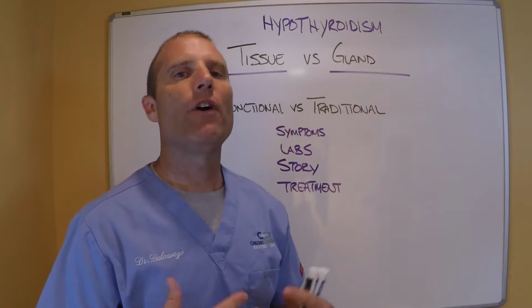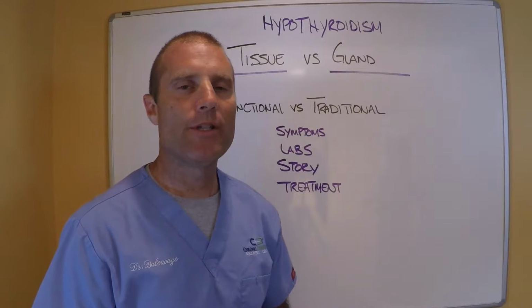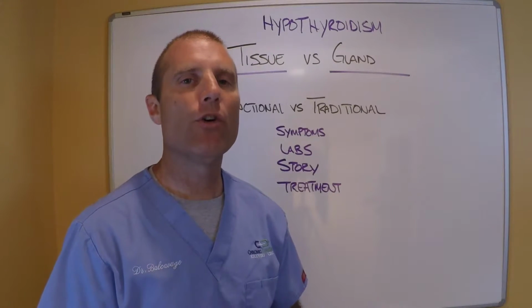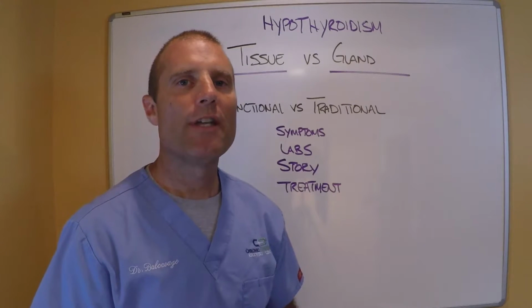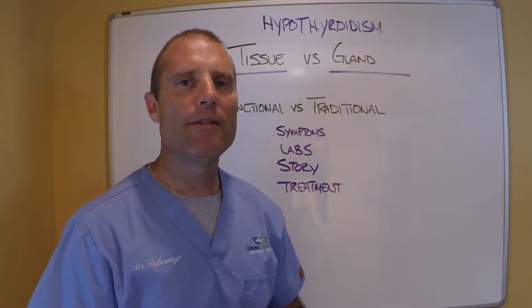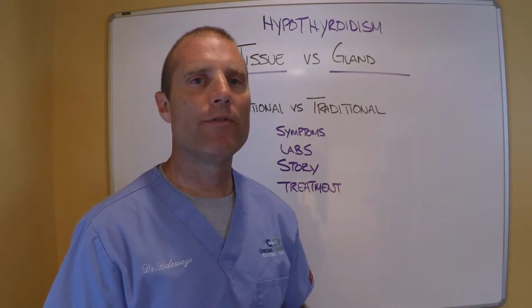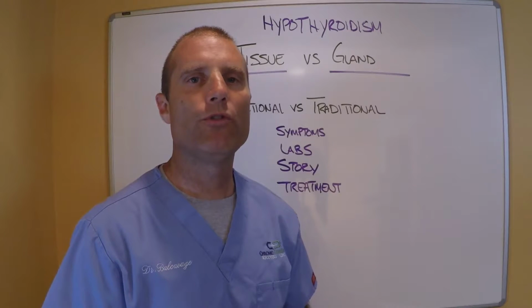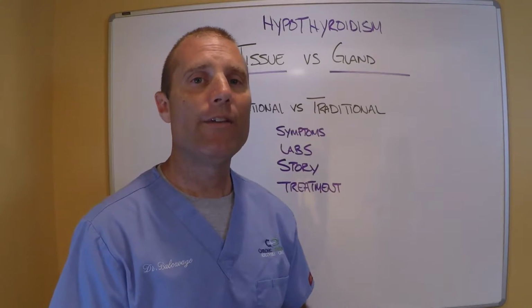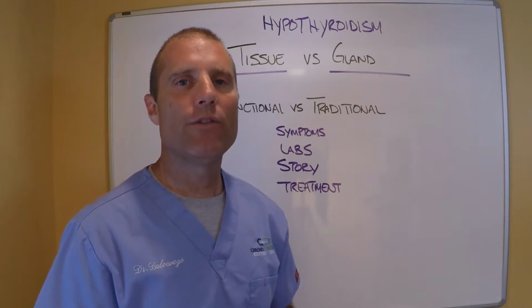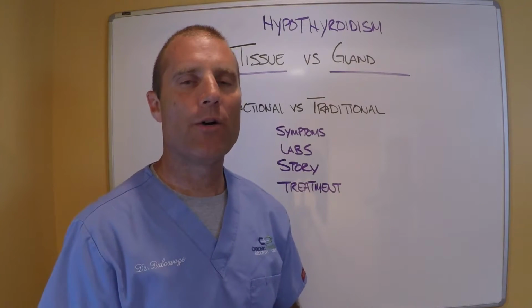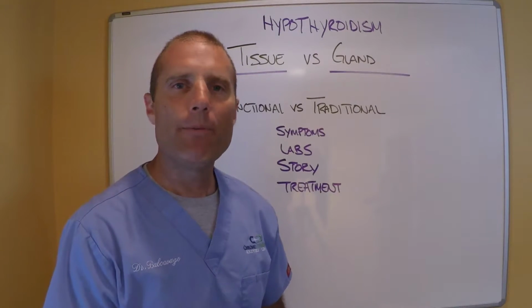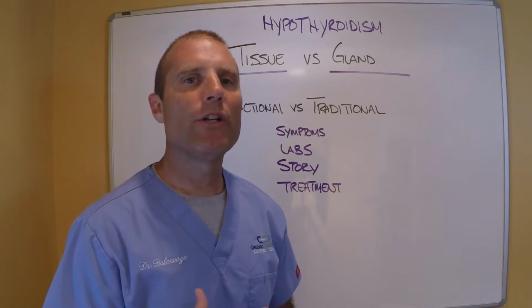When you see a functional medicine practitioner like myself, what we're concerned about is the earlier stage, which is tissue hypothyroidism. Is the patient experiencing symptoms of reduced thyroid hormone to their peripheral tissues? If they are, we need to intervene. We need to figure out why. We need to help that person out. Hypothyroidism doesn't start when the gland goes bad.